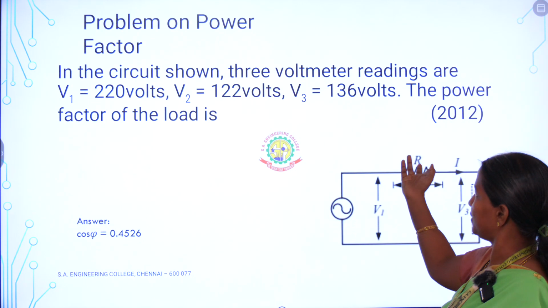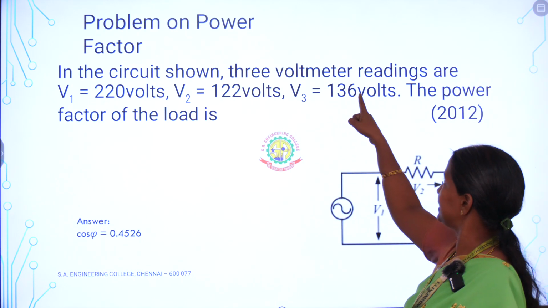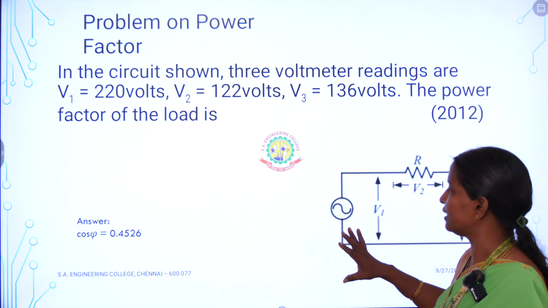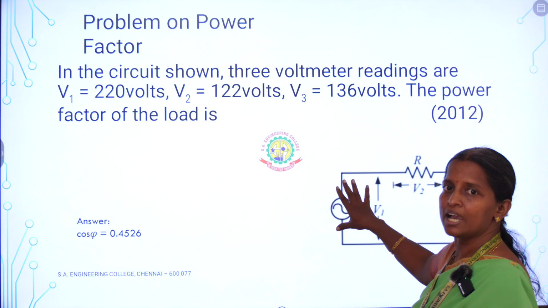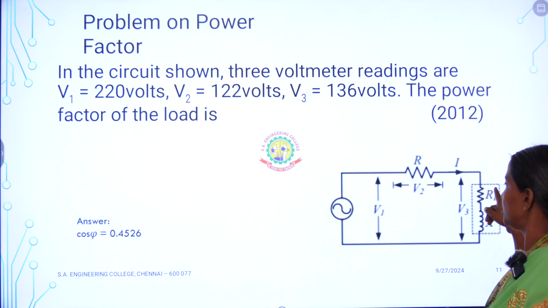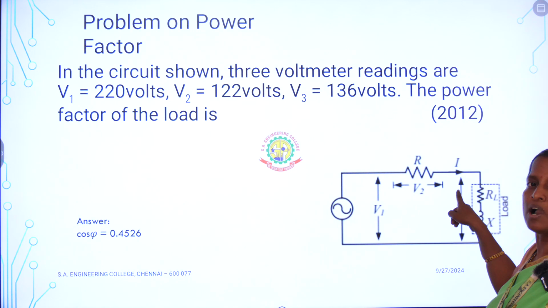And how to find out? What is the question? In the circuit shown, three voltmeter readings are given. So where are the voltmeters connected? The first voltmeter V1 is connected across the source, V2 is connected across the resistor, and the voltmeter V3 is connected across the RL load.